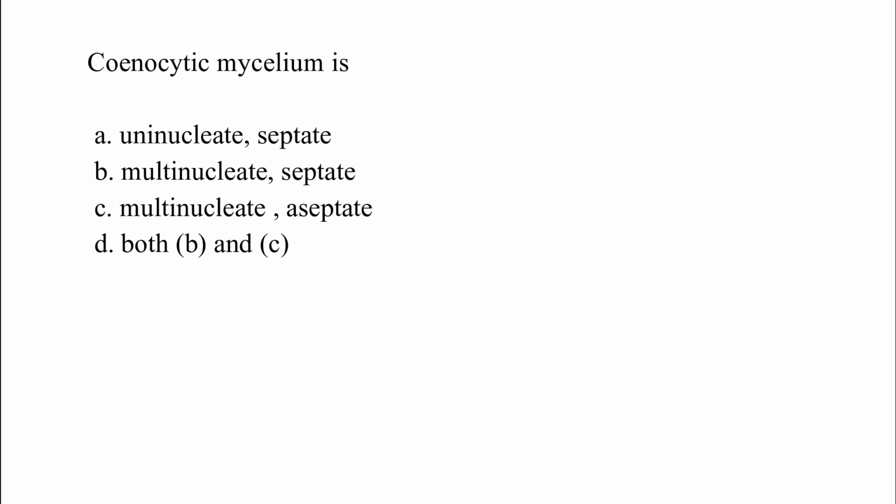Coenocytic mycelium is option A, uninucleated, septate. Option B, multinucleated, septate. Option C, multinucleated, aseptate. Option D, both B and C. The correct answer is option C, which is multinucleated and aseptate.